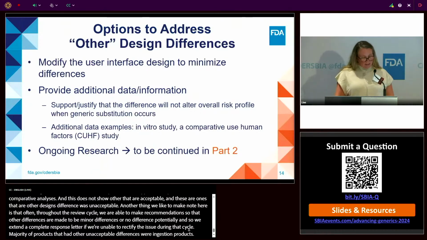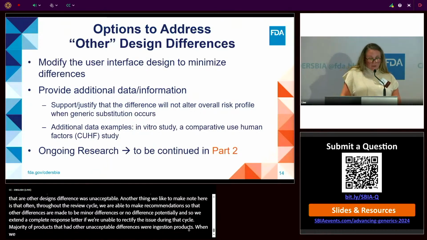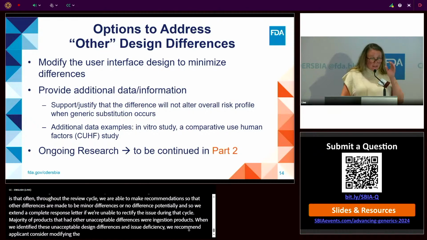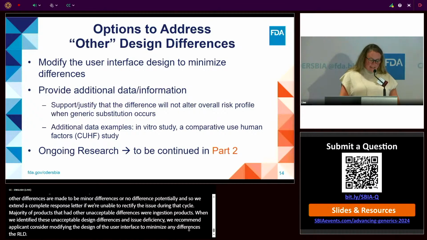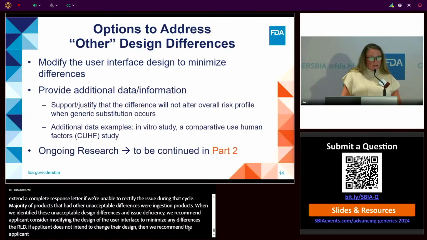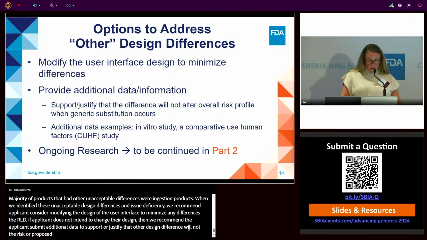When we identify these unacceptable design differences and issue a deficiency, we recommend that the applicant consider modifying the design of the user interface to minimize any differences with the RLD. If the applicant does not intend to change their design, then we recommend that the applicant submit additional data to support or justify that the other design difference will not alter the risk profile of the proposed product when it's substituted for the RLD. Examples could include in vitro studies or a comparative use human factor study.